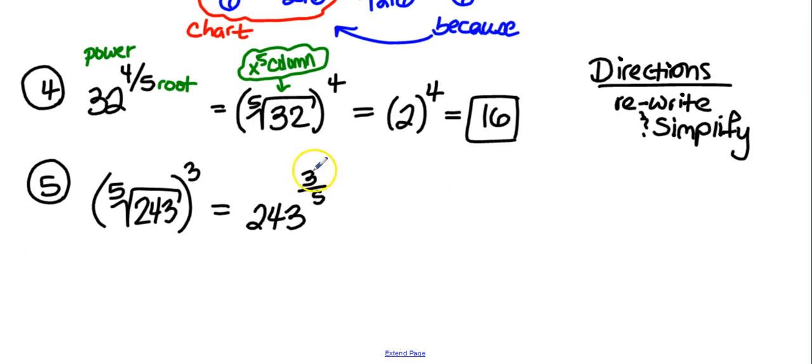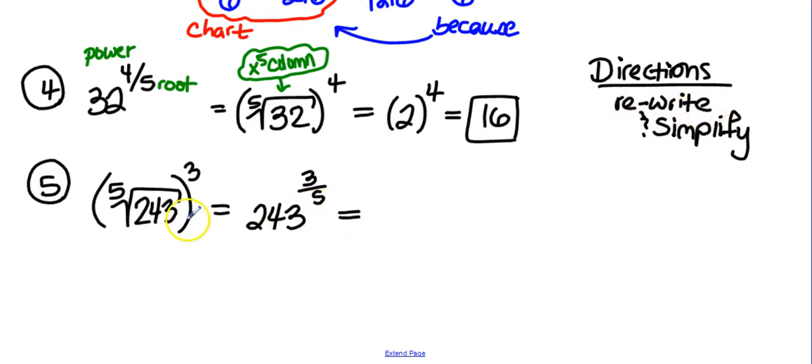And 3 is up top. 3/5. Root in the bottom, power in the top. Or you could say power in the top, root in the bottom, however it works. 3/5. Power divided by root. So I successfully rewrote it. So that checks off the rewriting.